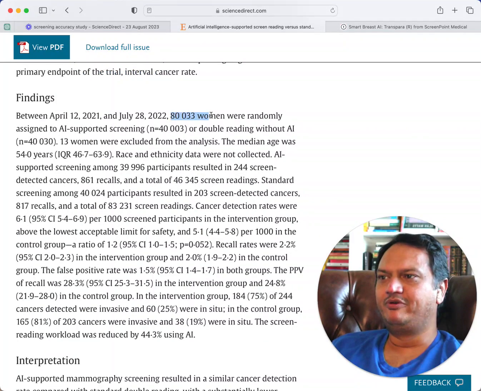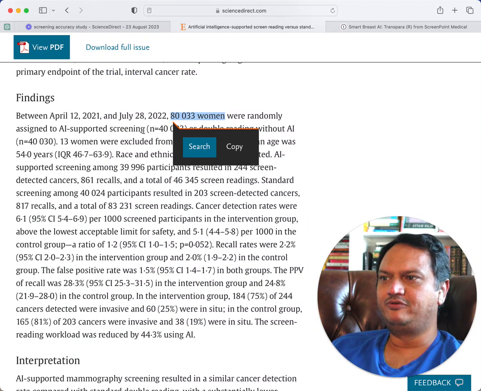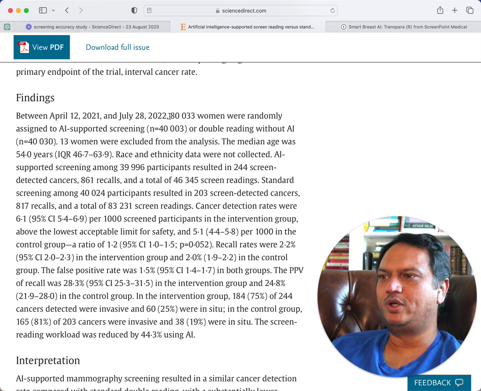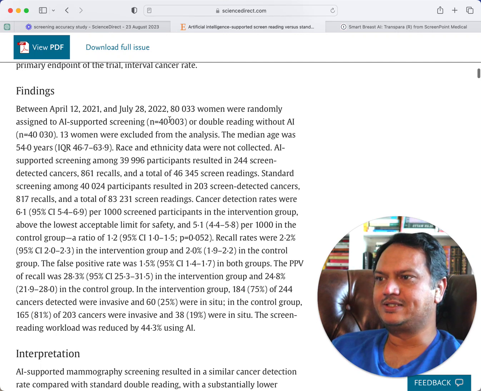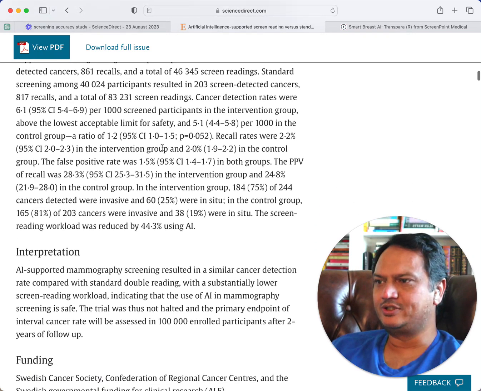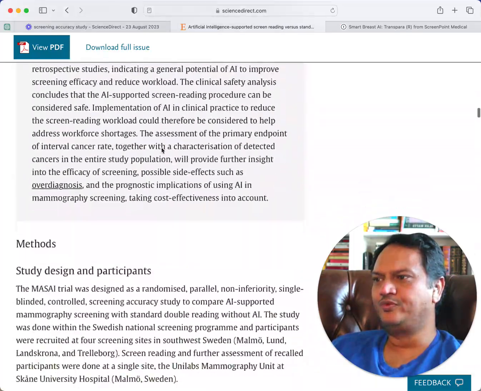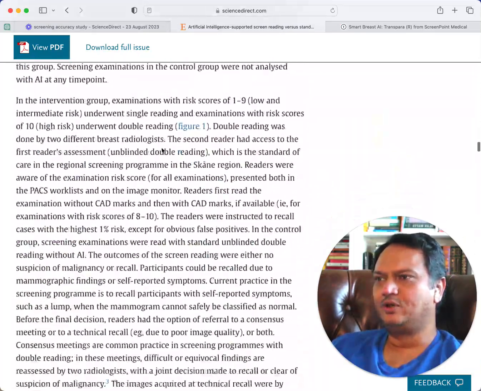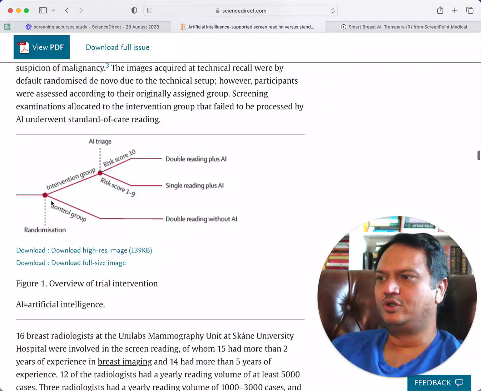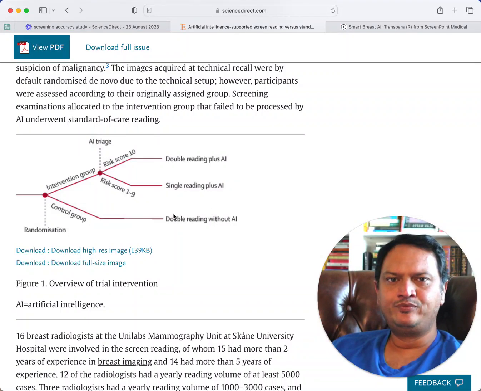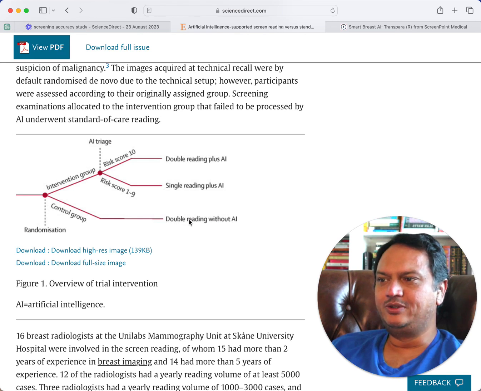So every woman who's going through a routine mammography for screening between 2021 and 2022 is being evaluated in this study in a randomized fashion. Interestingly, the routine methodology is to have two people look at the mammography. Normally when a mammography has been done, it's looked at by one radiologist and a second radiologist, and they try to come up with a consensus reading. If there's differences between the two, then they discuss. I'm assuming this is a routine procedure over there.